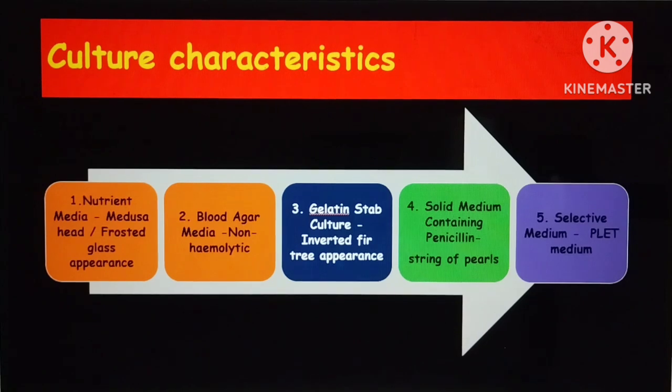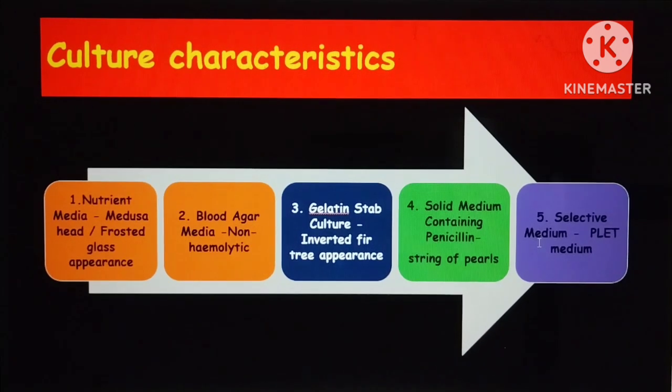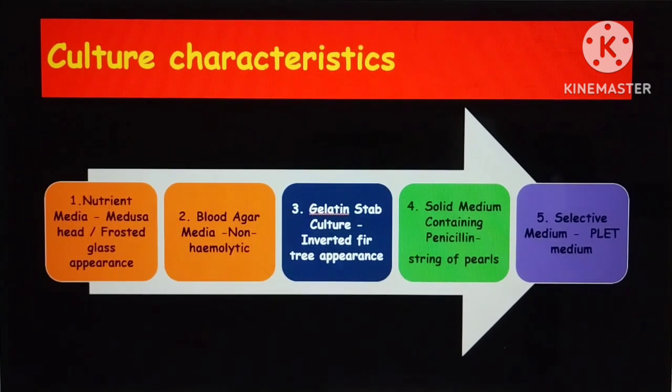First, on nutrient medium it shows a medusa head or frosted glass appearance. On blood agar, it shows non-hemolytic colonies. In gelatin stab culture, it shows an inverted fir tree appearance. And solid medium containing penicillin shows a string of pearls. So here you can remember S and P: selective medium, PLET medium. These are the important points in the cultures, and you must not miss any single point.